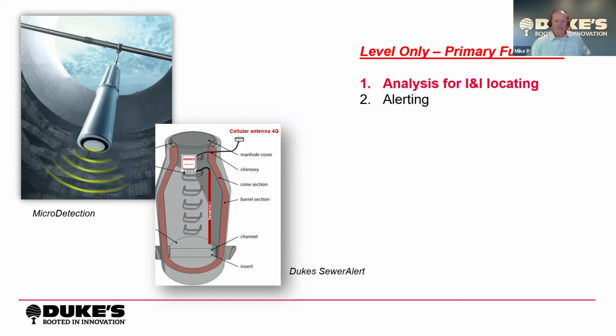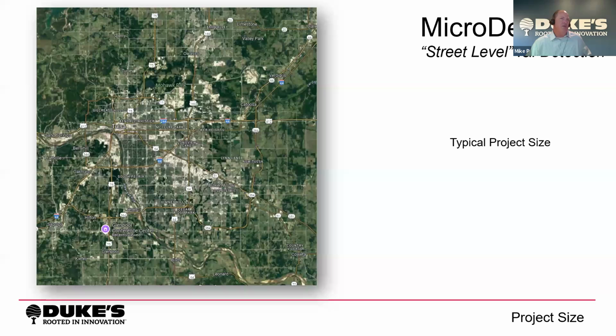So I mentioned that there's two, so we'll talk for just a few minutes here about the analysis portion of level only for I&I. What we offer at Duke's here, we call micro detection, and I've got it noted at the top: we call it street level I&I detection because it's very dense.